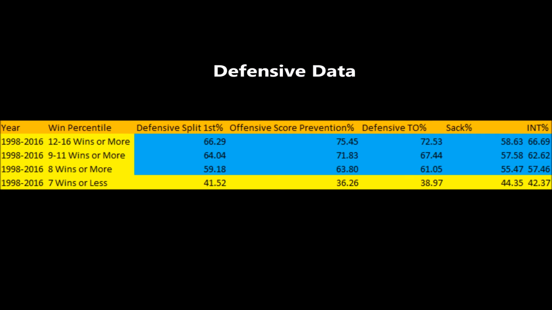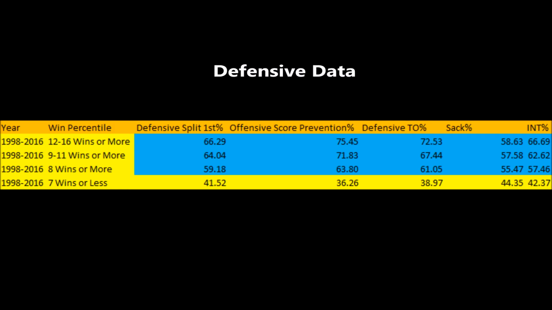You typically win more football games on average. The teams that win 12 to 16 wins typically do really well when it comes to offensive score prevention. Then 9 to 11 wins, 8 or more wins, and of course the teams that only win 7 wins or less typically don't do so well in terms of the averages.